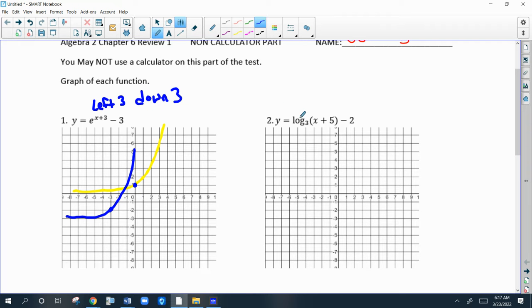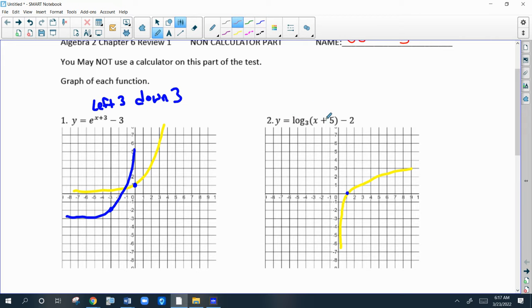The next one, number 2, is a logarithm graph. So the logarithm graphs are the inverses of the exponential graphs. So they look like reflections along the line y equals x, that diagonal line. It looks like this. So instead of going through 0, 1, it goes through 1, 0. And instead of growing really, really fast, it grows really, really slow. So now that's your base graph for a logarithm.